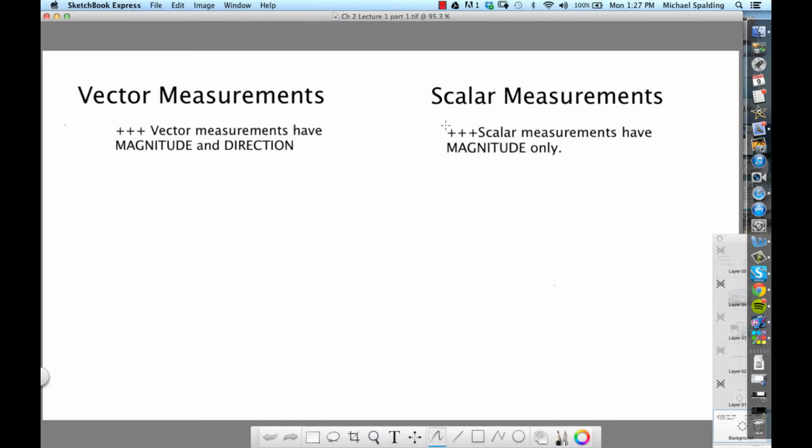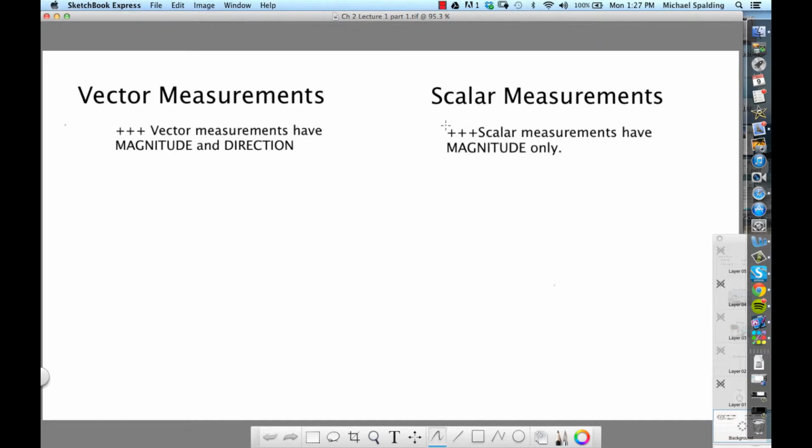Raise your hand if you've done vectors in math class. A lot of you probably have done vectors in math. I've done it in Adobe Illustrator. In Adobe Illustrator? Who's done vectors before? Okay.